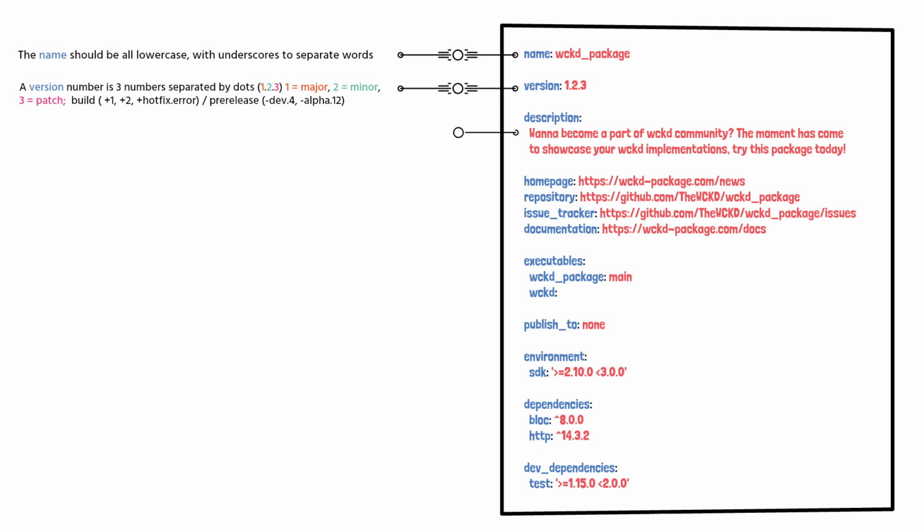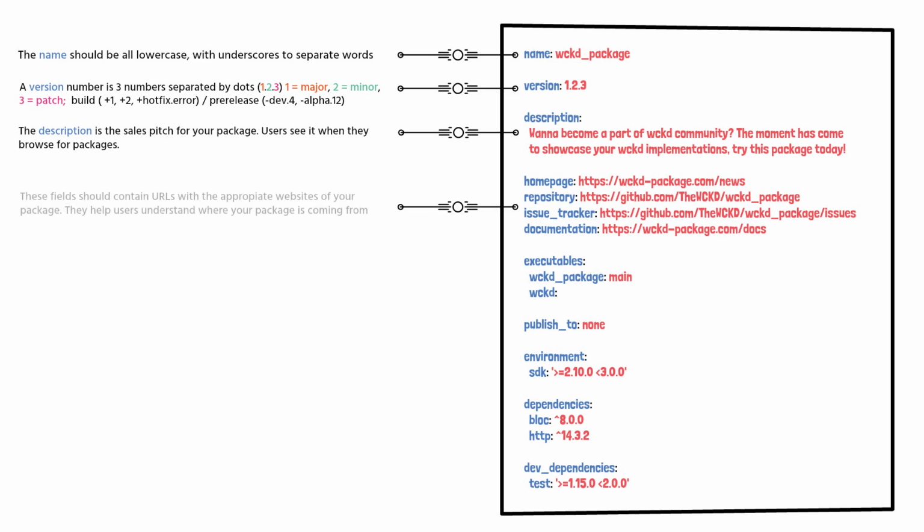The description is optional for your own personal packages, but if you intend to publish your package, you must provide a description, which should be in English language. Think of the description as the sales pitch for your package. Users see it when they browse for packages. Homepage, repository, issue tracker, and documentation, these fields are all optional and should contain the URLs with their desired websites, but only if you'll share the package with the world.